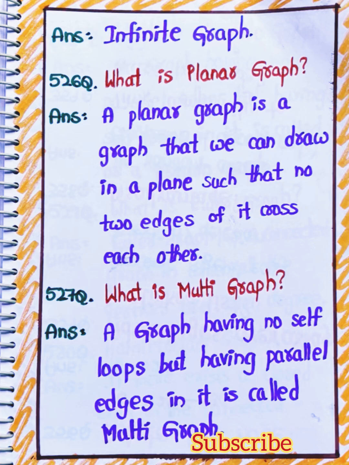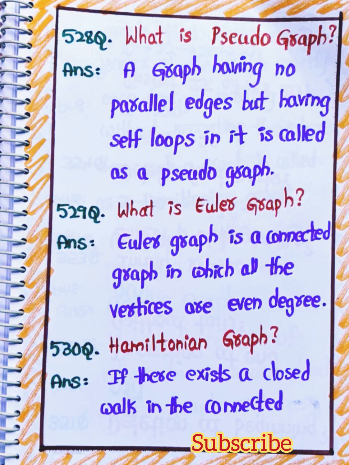What is multigraph? A graph having no self loops but having parallel edges in it is called multigraph. What is pseudograph? A graph having no parallel edges but having self loops in it is called a pseudograph. Next question, what is Euler graph? Euler graph is a connected graph in which all the vertices are of even degree.